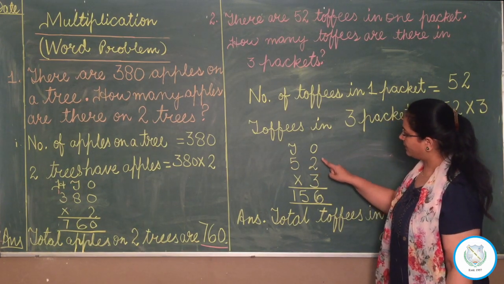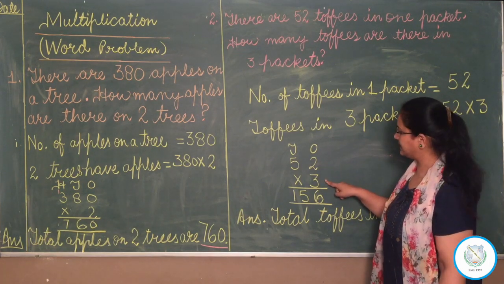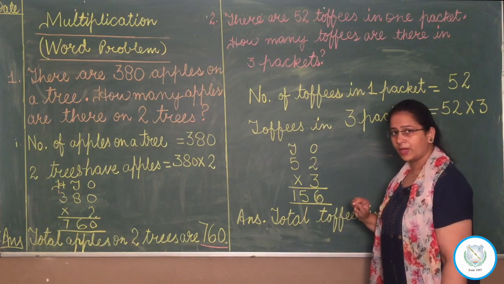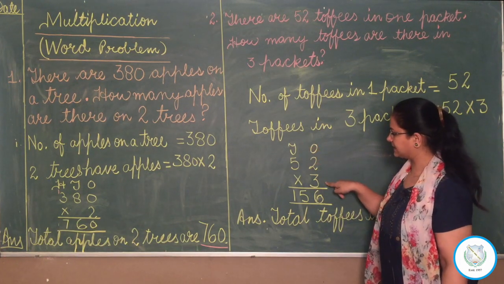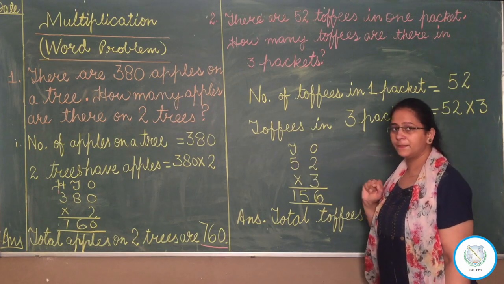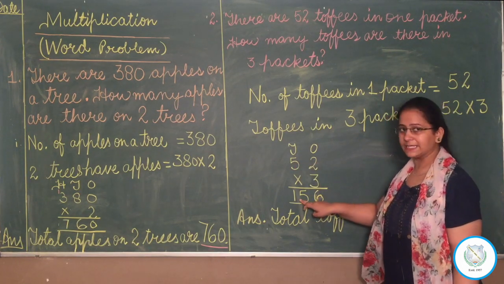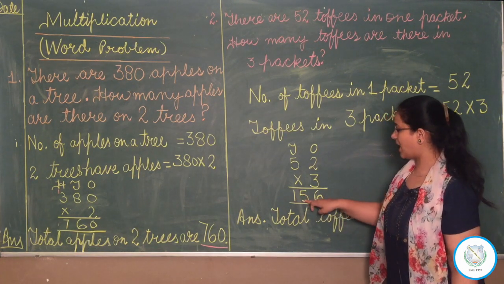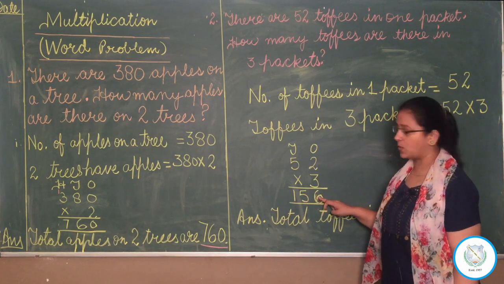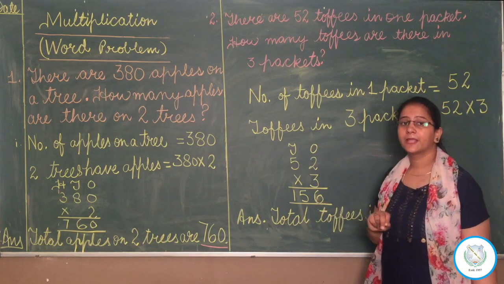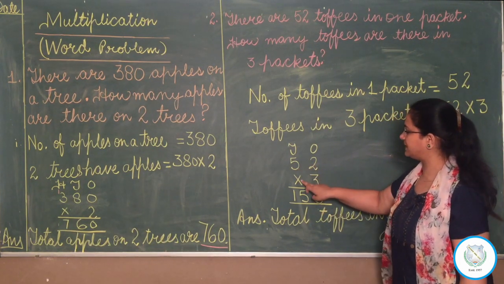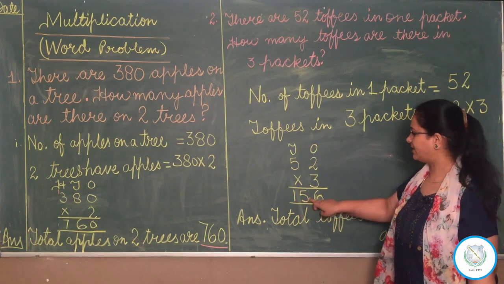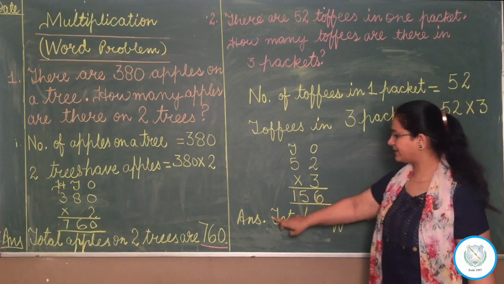First we will solve the ones house, 3 2s are 6. Okay, now next is the tens house, 3 5s are 15. So the total toffees are 156. So 52 multiplied by 3, the answer will be 156. So how will we write the answer?